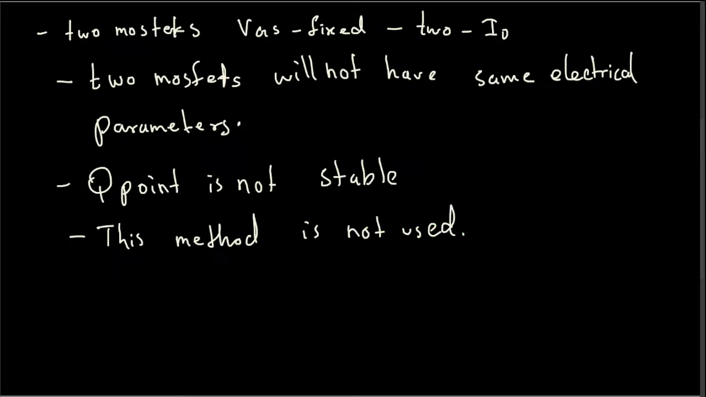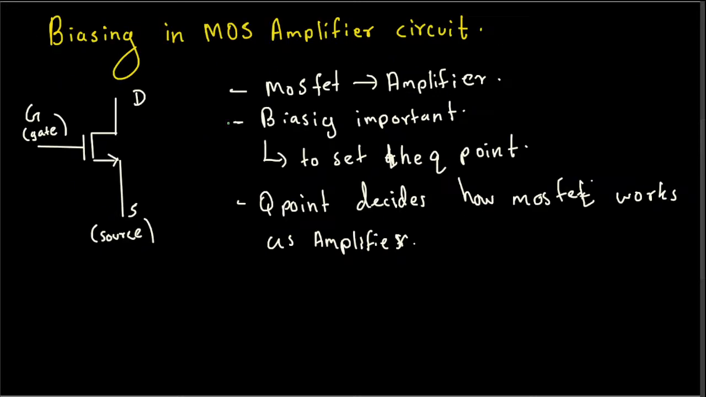Okay, and that's it for this one. I'm going to go ahead and continue with the biasing in MOSFET amplifier circuit, the second part, in my next video. And that's it for this video.